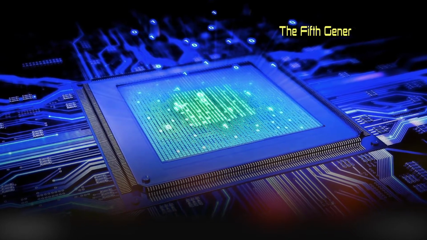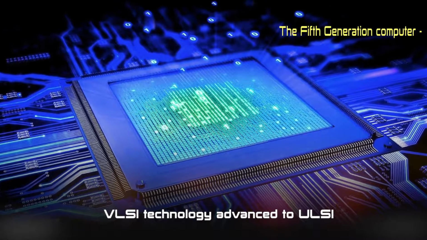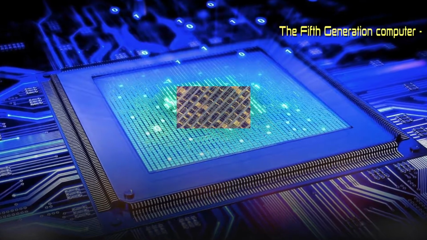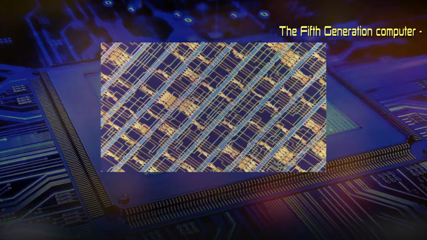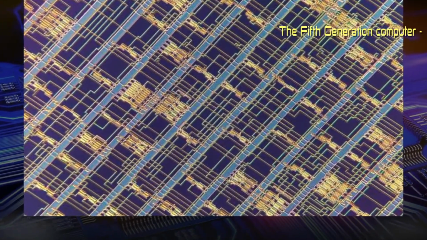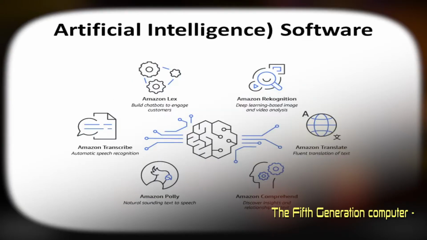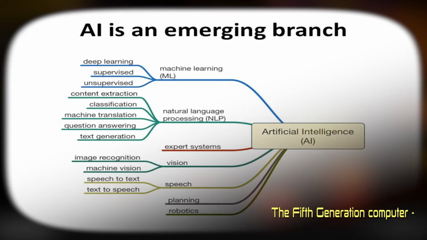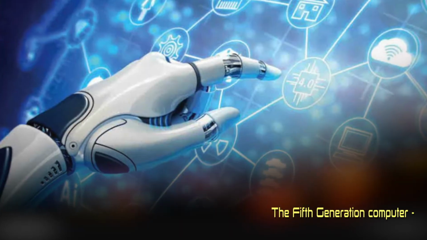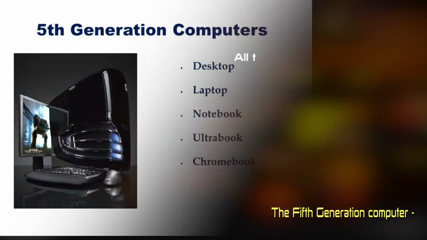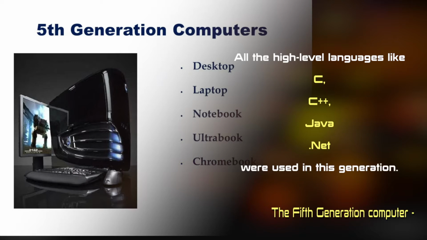In the fifth generation, VLSI technology advanced to ultra large scale integration or ULSI, resulting in production of microprocessor chips having 10 million electronic components. This generation is based on parallel processing hardware and artificial intelligence, AI, software. AI is an emerging branch in computer science which interprets the means and methods of making computers think like human beings. All the high level languages like C and C++, Java, .NET are used in this generation.